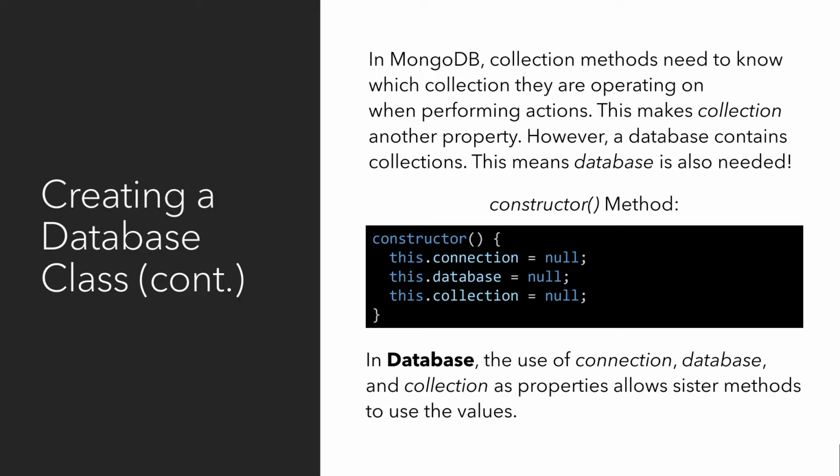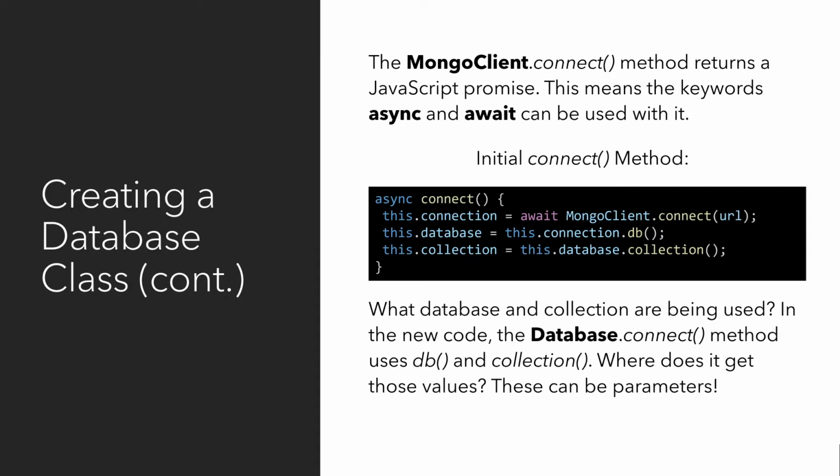In database, the use of connection, database, and collection properties allow, as I mentioned, sister methods to use these values. The Mongo client connect method returns a JavaScript promise. This means the keywords async and await can be used within it.